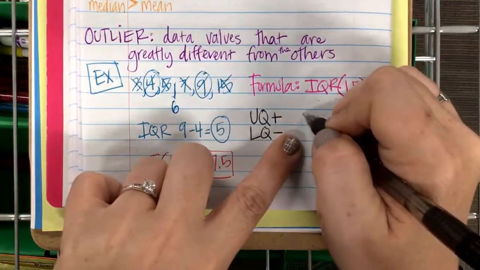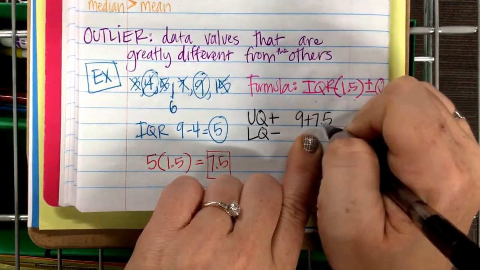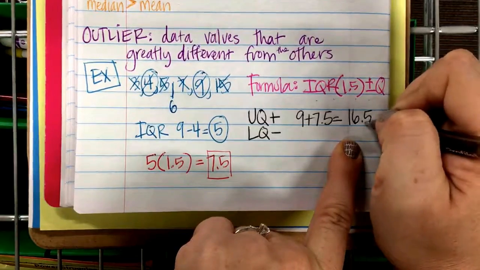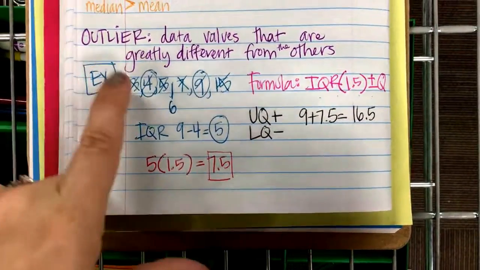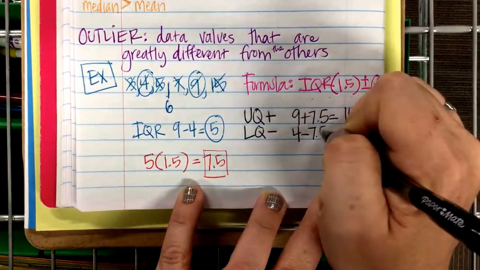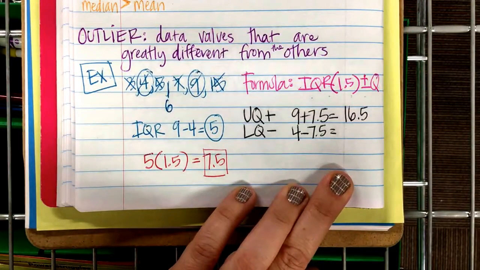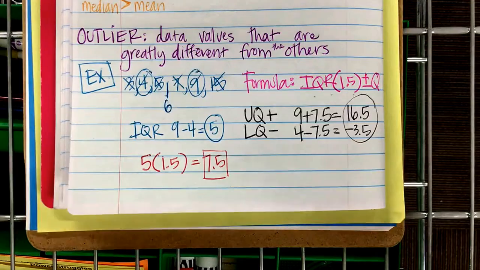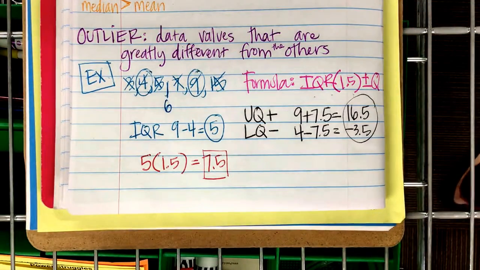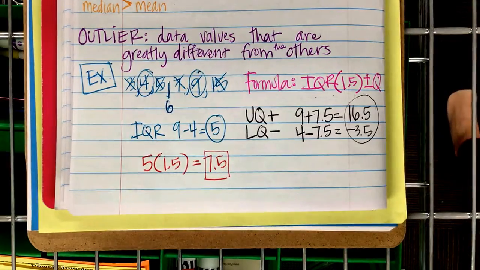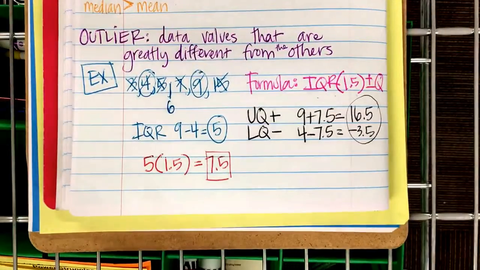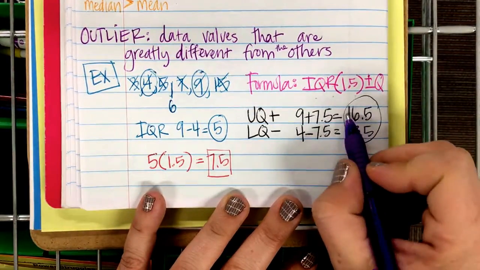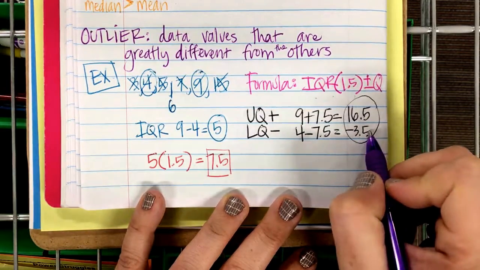So my upper quartile was 9 plus 7.5 is what? 16. There you go. And my lower quartile was 4 minus 7.5 is what? Negative 3.5. If a value in your data set falls outside of that range, it is mathematically considered an outlier. So we thought maybe 15 was an outlier. Is 15 mathematically an outlier? Is it larger than 16.5 or smaller than negative 3.5? No.